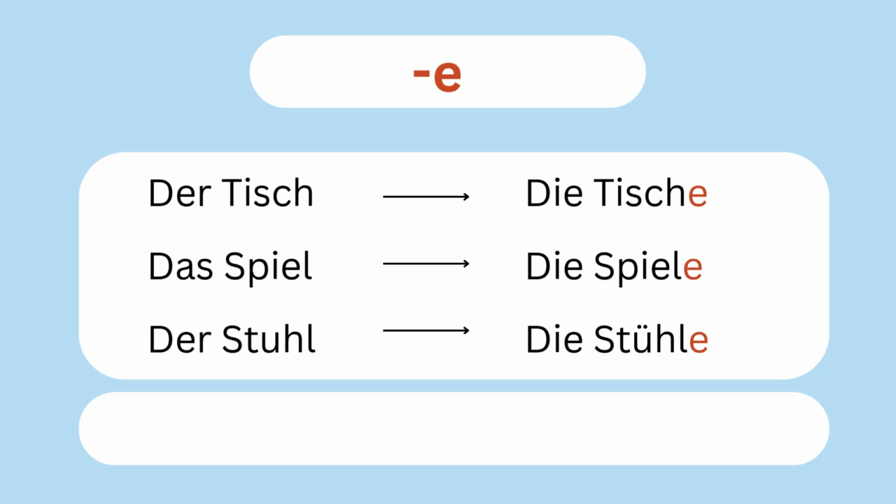Next up, we have putting an e at the end. For example, der Tisch, die Tische, das Spiel, die Spiele, der Stuhl, die Stühle. Notice that in Stuhl, the U changes to Ü. With this form, we often have vowel changes. This form happens to many masculine and neuter nouns.